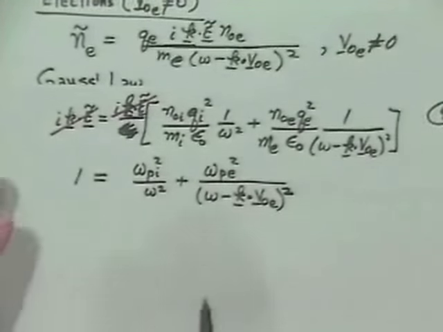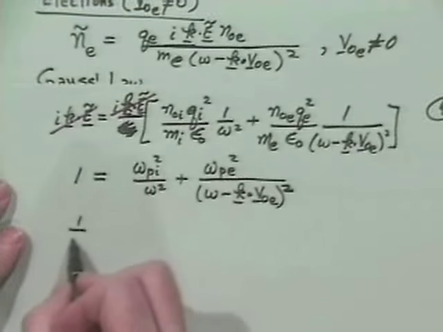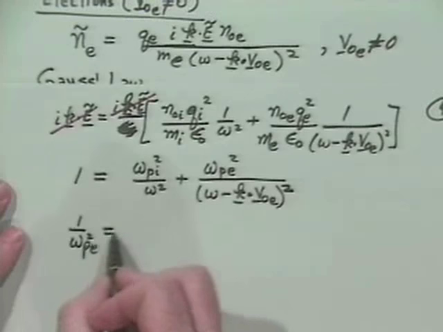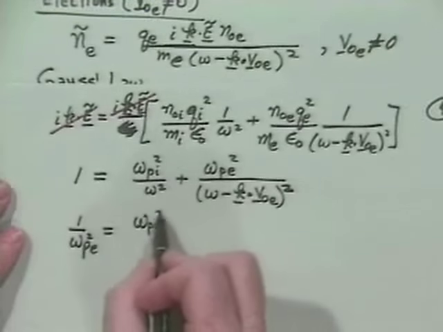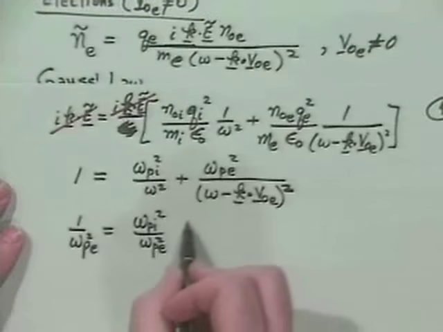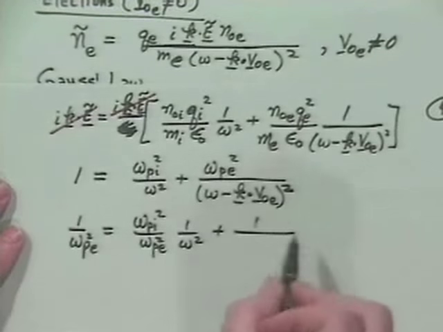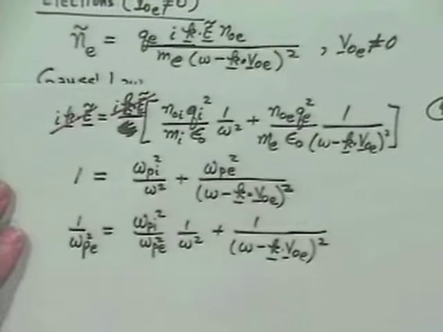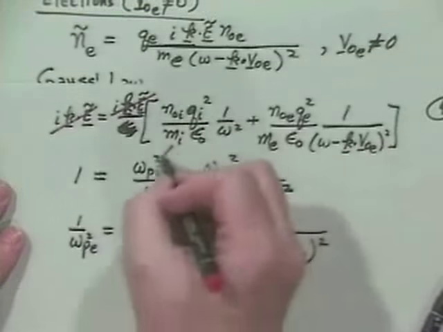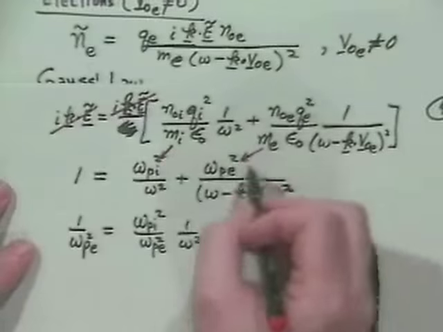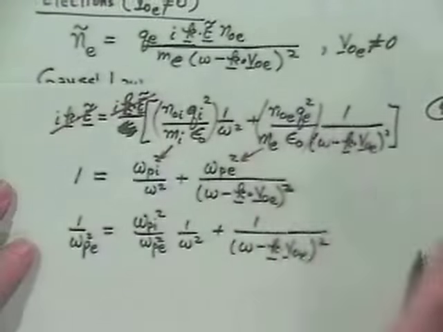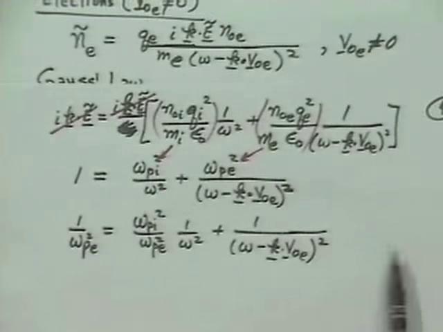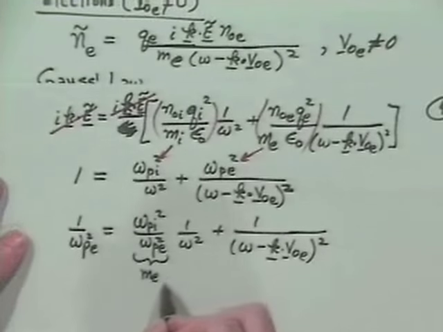And if I divide through by, say, the electron plasma frequency squared, what I get is that 1 over omega pe squared is equal to omega pi squared over omega pe squared, and then 1 over omega squared, plus 1 over (omega minus k dot v naught e) squared. Now, what is the ratio of the ion plasma frequency squared to the electron plasma frequency squared? Well, this was the ion plasma frequency, and this was the electron plasma frequency. So, of course, the ratio is just the electron to ion mass ratio, so Me over Mi.